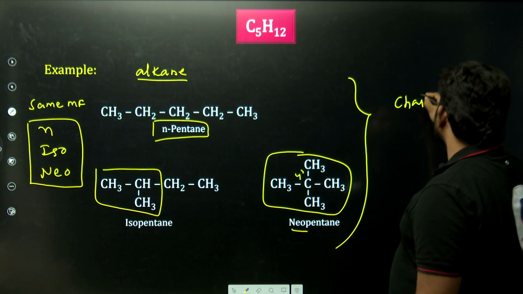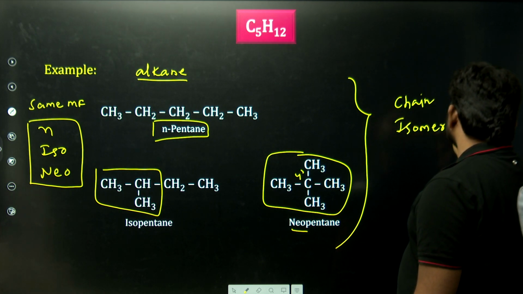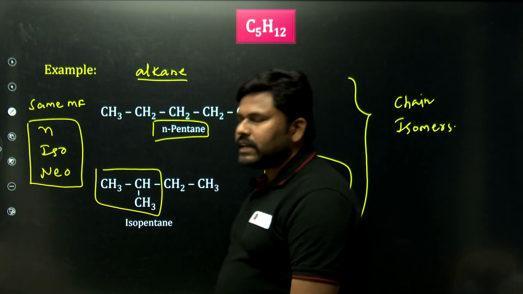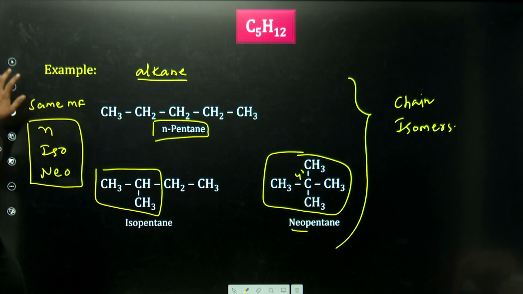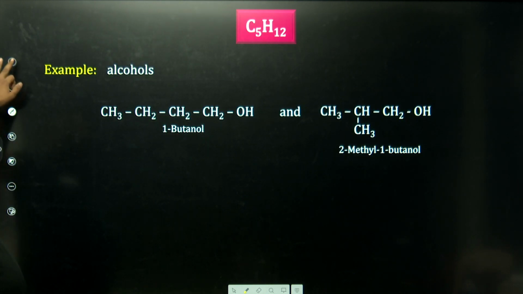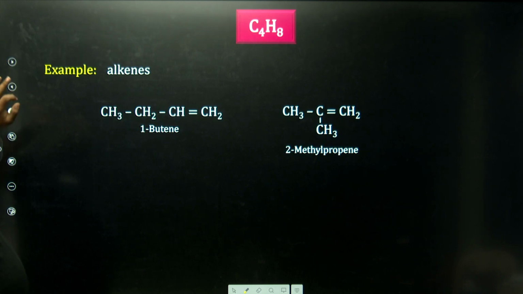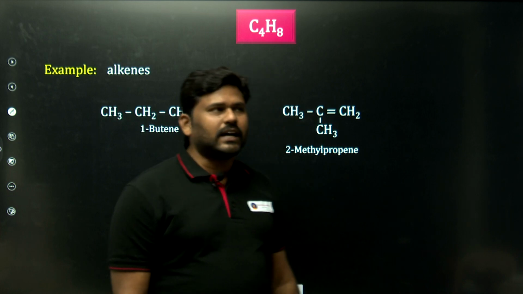These are called chain isomers. This phenomenon is called chain isomerism. Simple. So alkanes exhibit chain isomerism. Next, number 2: alkenes also exhibit chain isomerism.